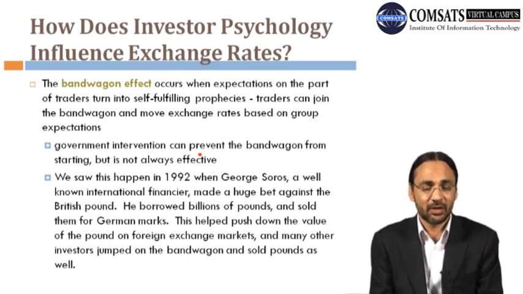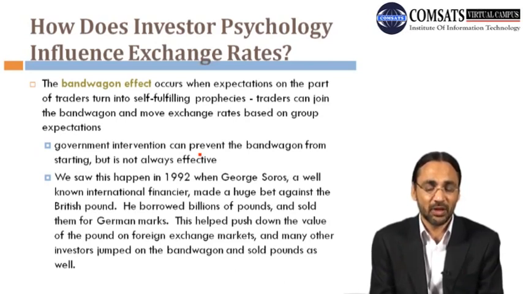We saw this happen in 1992 when George Soros, a well-known international financier, made a huge bet against the British pound. He borrowed billions of pounds and sold them for German marks. This helped push down the value of the pound on the foreign exchange market, and many other investors jumped on the bandwagon and sold pounds as well.